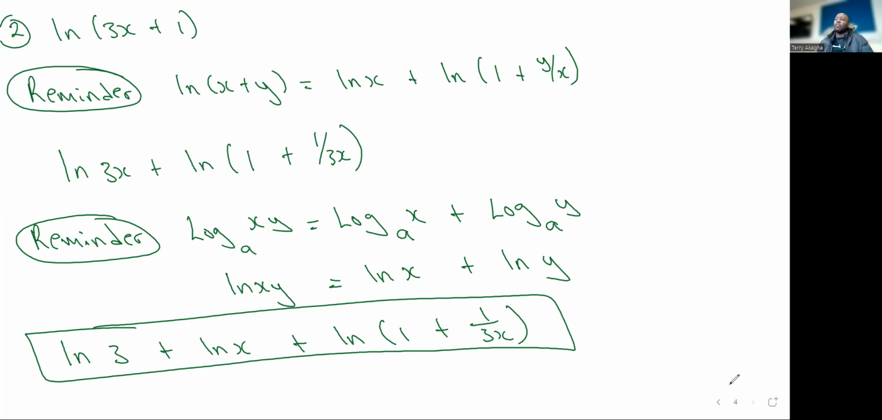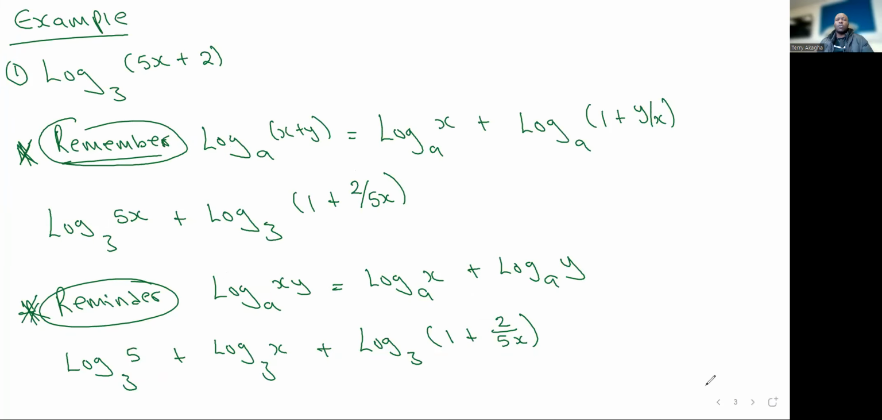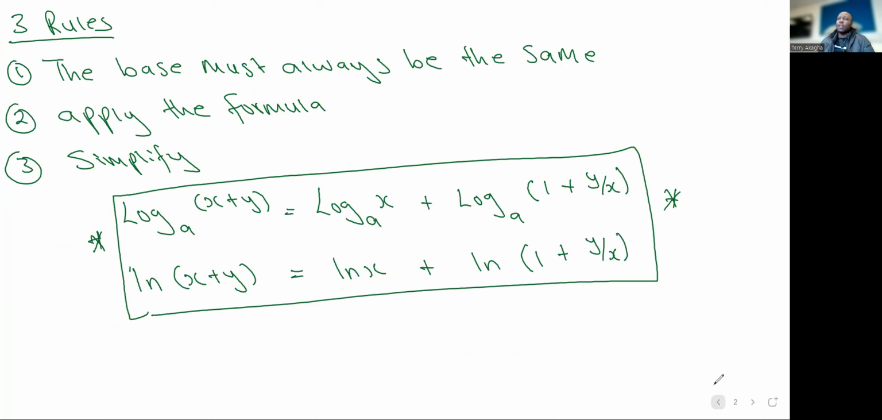My advice is to go to the worksheet and the textbook, get more examples and practice. So basically, for the addition law, it's going to be the log of the first number plus the log to that base of 1 plus the second number, divided by the first.